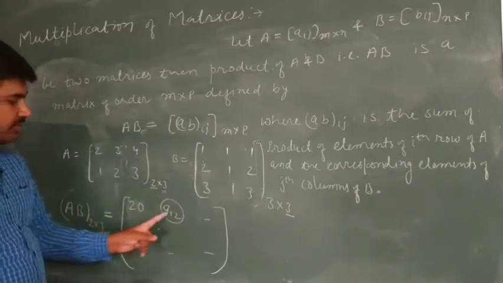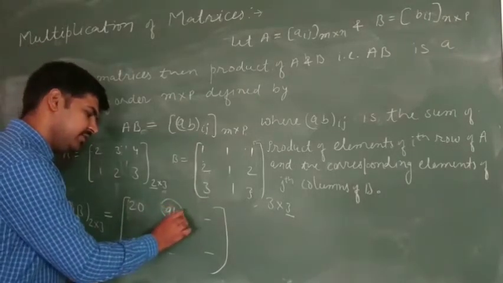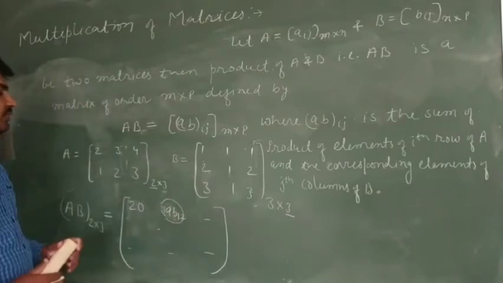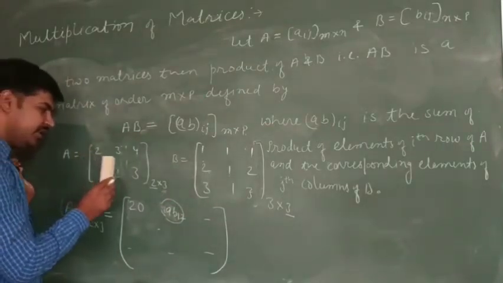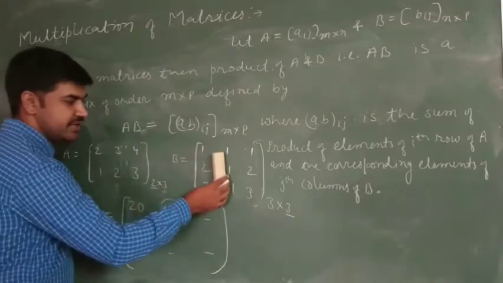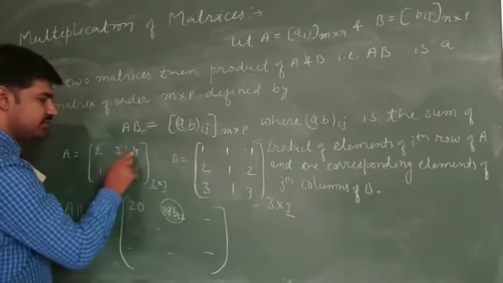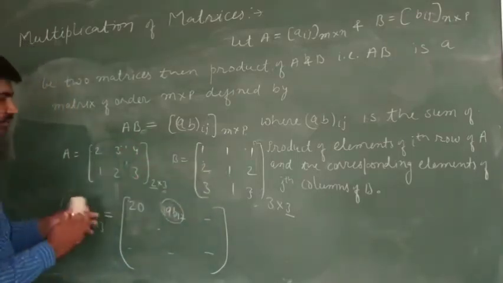Now talking about AB12, how will AB12 be obtained? The corresponding elements of the first row of A will be multiplied by the corresponding elements of the second column of B. So 2 multiplied by 1 plus 3 multiplied by 1 plus 4 multiplied by 1, and that is equal to 9.